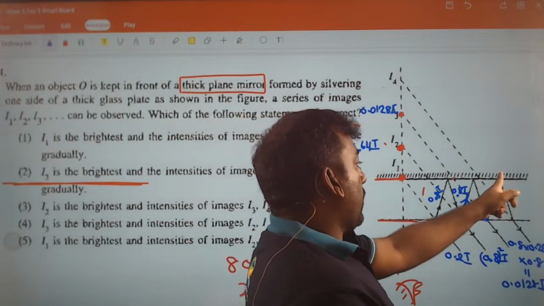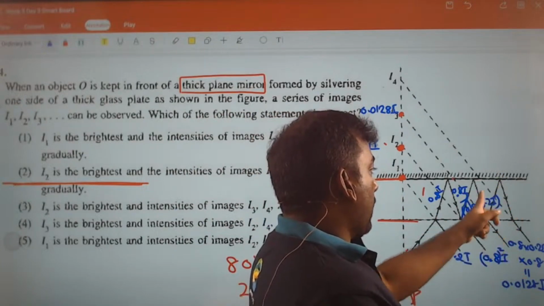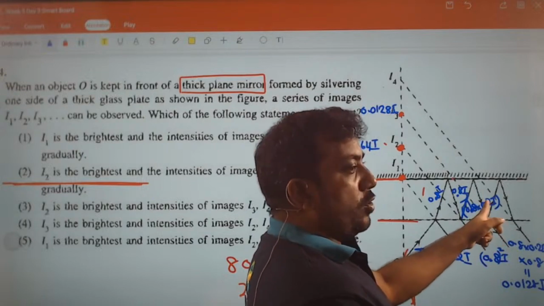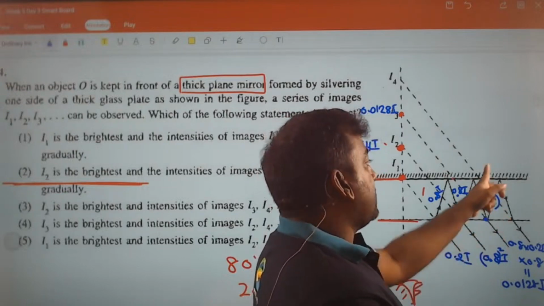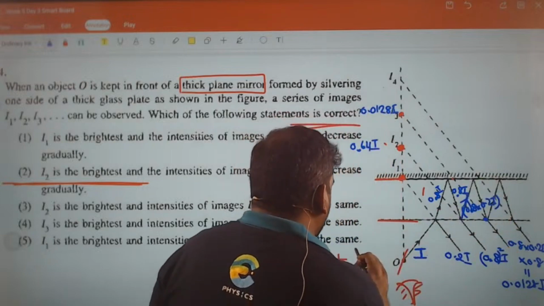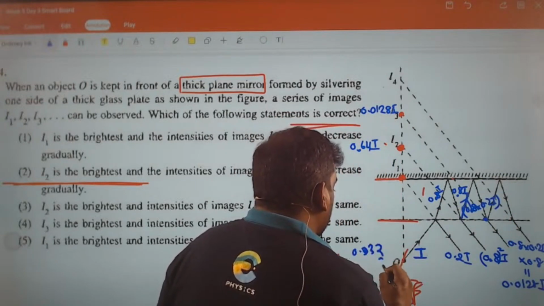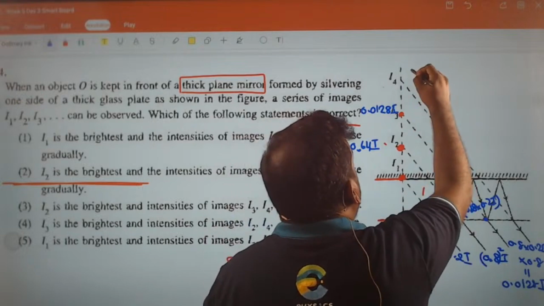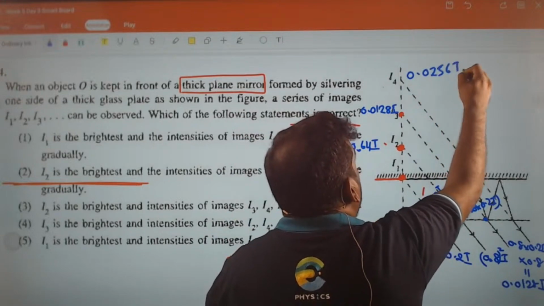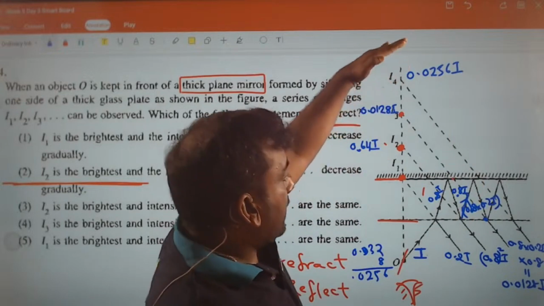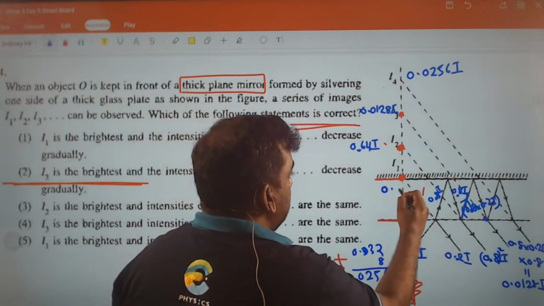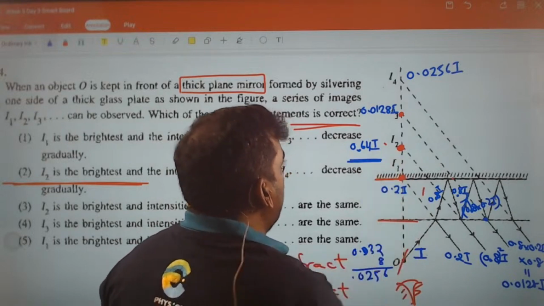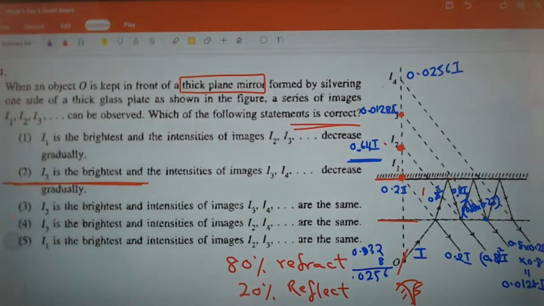Here 20% will reflect. So whatever is coming here: 0.2, 0.16, 0.032, 80%, 0.0256 I. So you can see intensity of light will keep on reducing. This intensity here is 0.2 I. Which is bigger? This is bigger. So the brightest image is the second image. If you want, you can write it down.